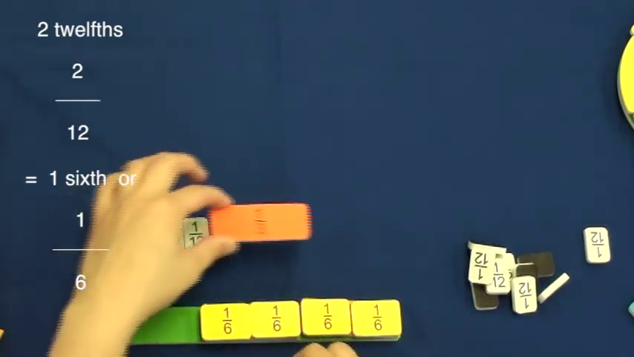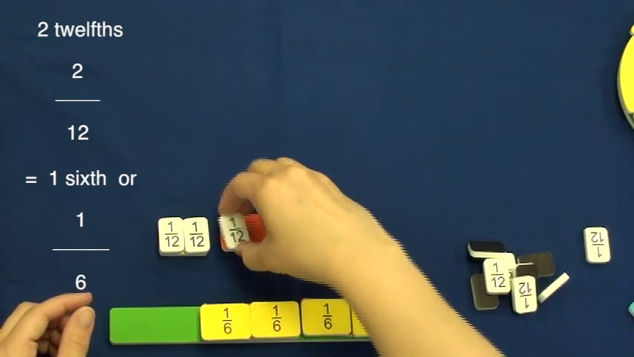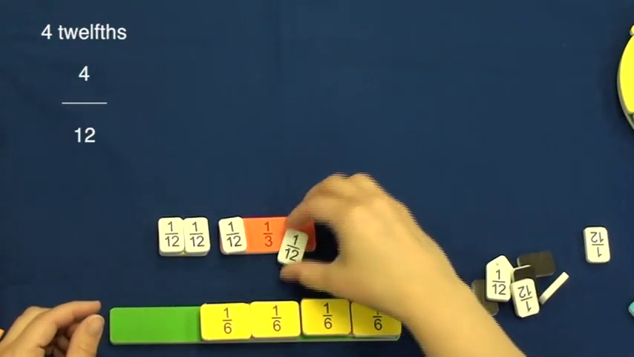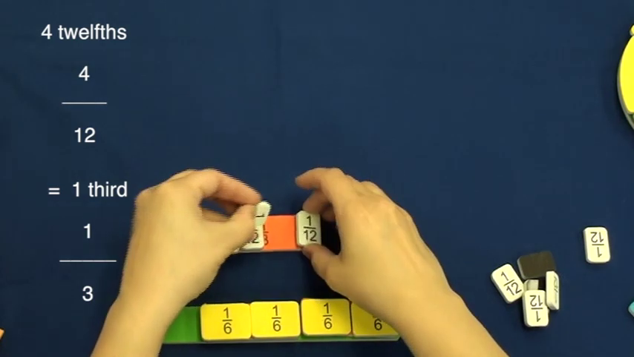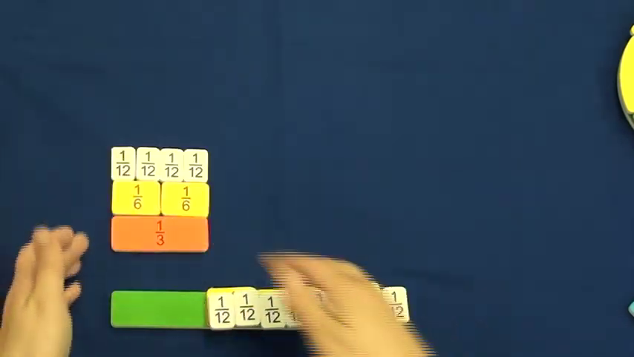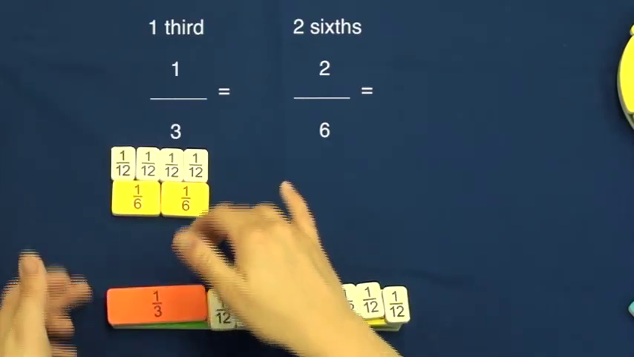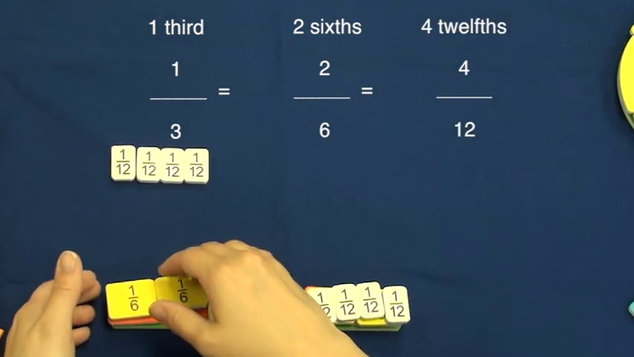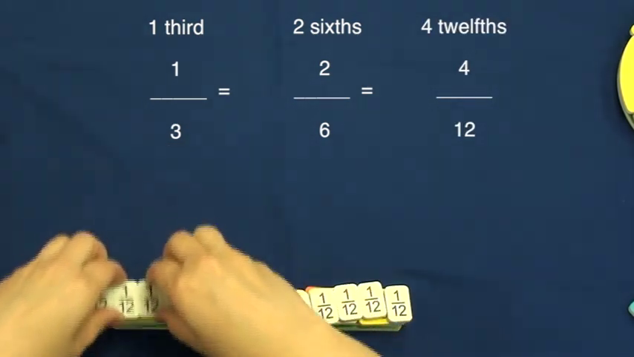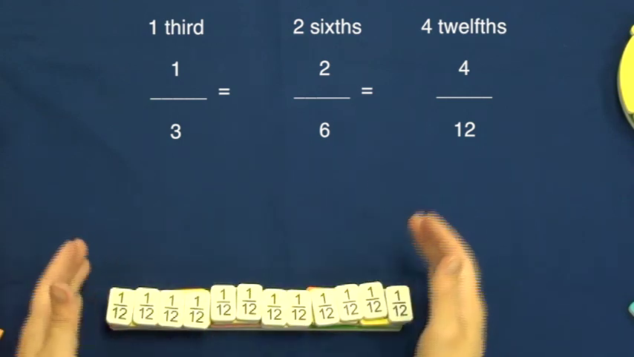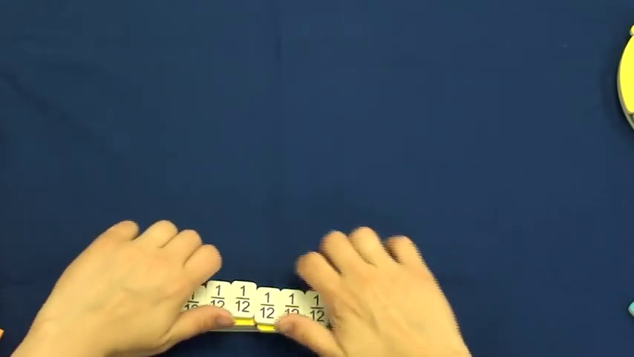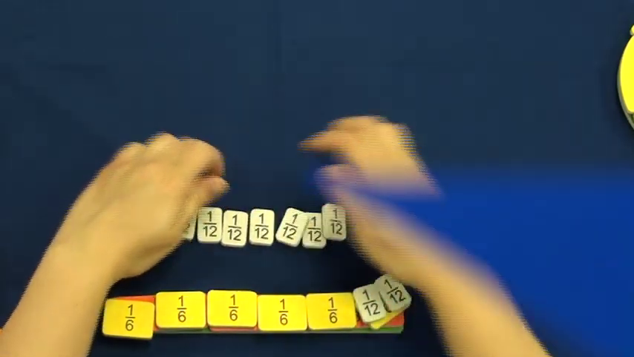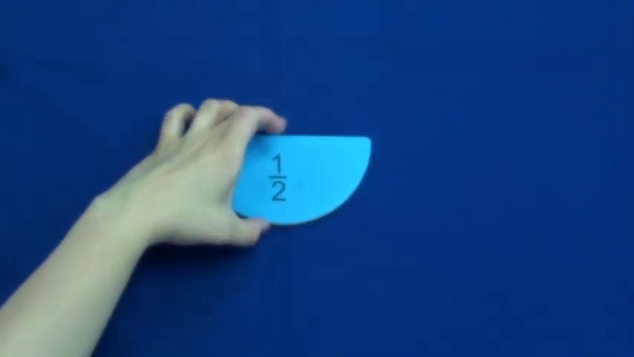2/12 equals 1/6. 4/12 equals 1/3. 1/3 equals 2/6 and 4/12. 12/12 equals 1 whole. As we increase the denominator, the parts get smaller and smaller. I don't know about you, but I would rather have 1/3 of a cookie than 1/12.